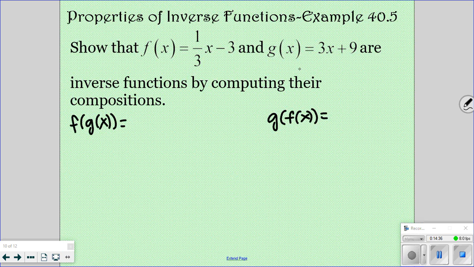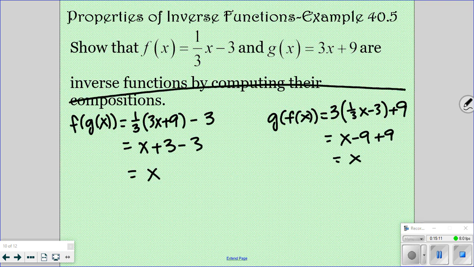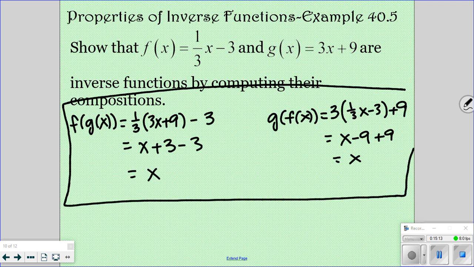So if I put g into my f function, I'm going to say 1/3 of 3x plus 9, minus 3. And then we're going to simplify this, and it should equal x. 1/3 of 3x plus 9 is x plus 3, and then we have minus 3, and so that does equal x. Over here, we're going to do 3 times 1/3 x minus 3, plus 9. And if you distribute, you get x minus 9 plus 9, which is just x. So this would be all you would need to do to show that they are inverse functions.